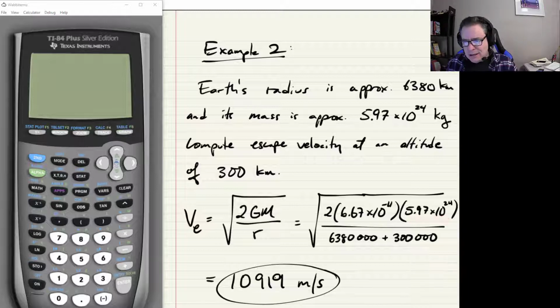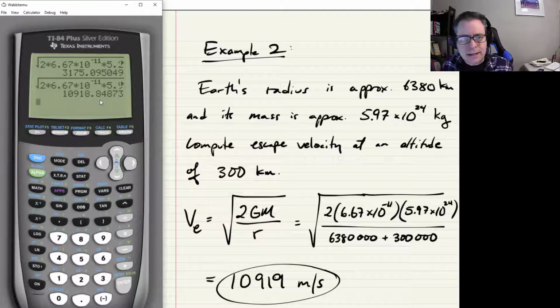Now I'm doing the same calculation I just did with Kerbal Space Program, but substituting in the mass of the Earth. This is the radius of the Earth in meters, so I'm converting that 6,380 kilometers into meters, and a 300 kilometer altitude into the distance in meters, and I come up with 10,919 meters per second. Typing that in the calculator.